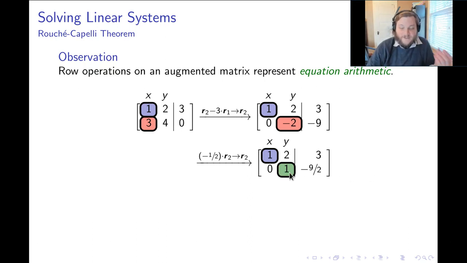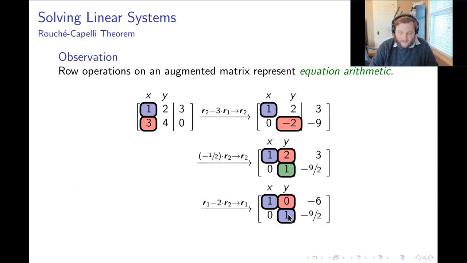And I can make this a pivot column by looking at the 2 right above my pivot and eliminating it using row addition. The row addition here would be row 1 minus 2 times row 2. That produces a 0 above my second pivot position. And now I'm in reduced row echelon form.